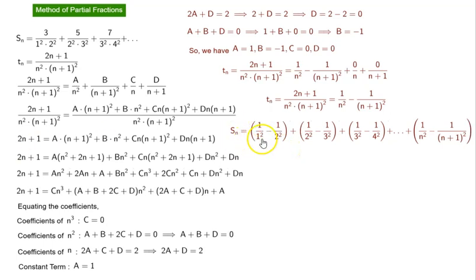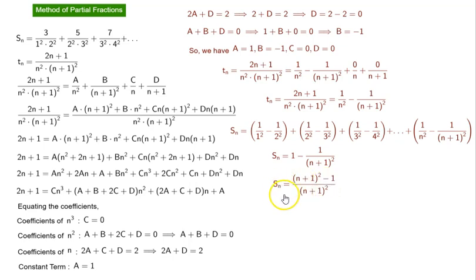So now that we have got the partial fractions of the nth term, let's do the summing. Now Sₙ is equal to 1/1² minus 1/2² plus 1/2² minus 1/3² plus 1/3² minus 1/4² and so on up to the nth term, that is 1/n² minus 1/(n+1)². Again, it's a telescopic sum. Up to 1/n², it will cancel out, and we are left with the first term and the last term. That is 1 minus 1/(n+1)².